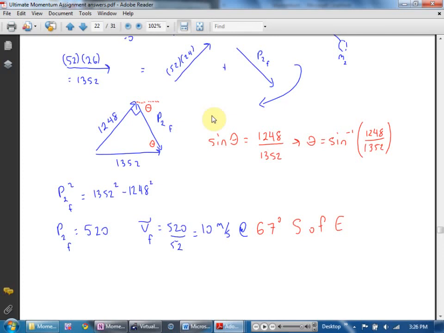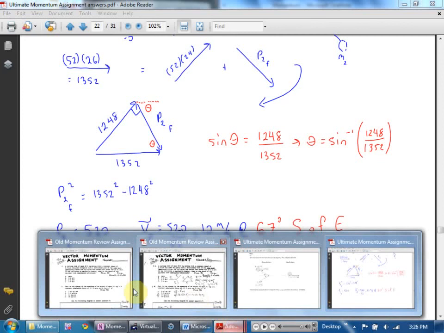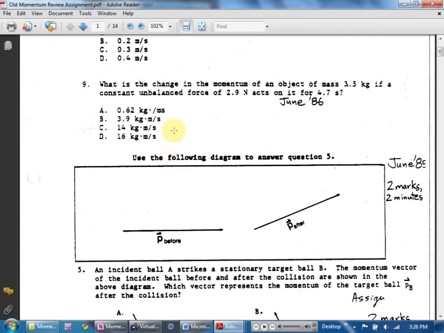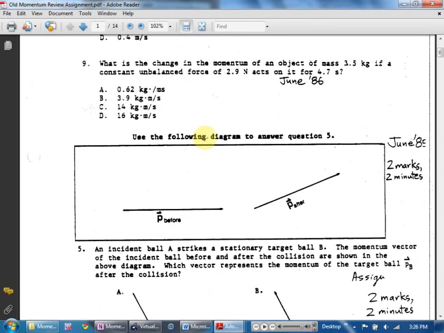Okay, then look up. Let's do a bunch very quickly. Boom, boom, boom. Number 9 here. This is an old review, so that's why I don't have a copy for you. It says, what is the change in the momentum of an object of mass, blah, blah, blah, if a constant unbalanced force of that big acts on it for that. So change in momentum. What's another word for change in momentum? Impulse. Am I going to use final minus initial change in momentum here? No. So you might want your formula sheet out.